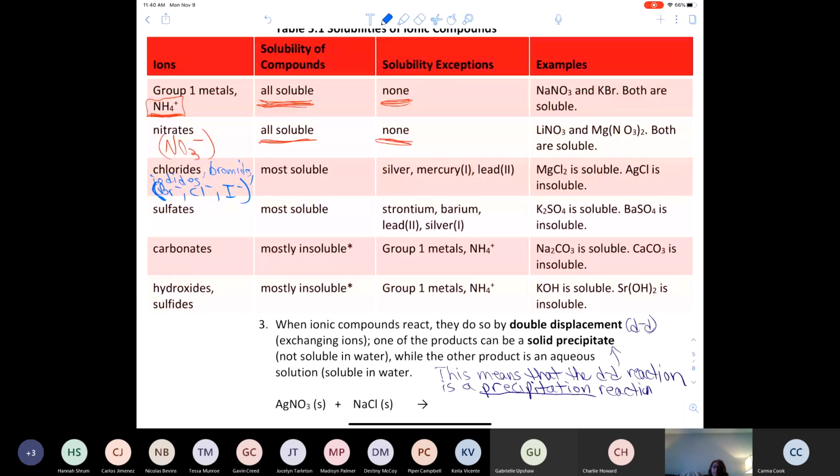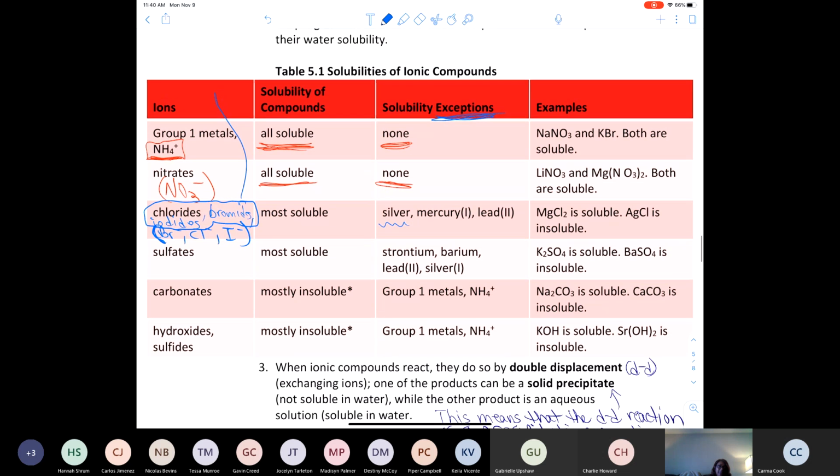There are 3 main exceptions. If that iodide, bromide, or chloride, and just to note, these are called halides, if those halides are paired with a silver metal, a mercury metal, or lead metal, then the salt will not be soluble in water. So in other words, magnesium chloride is soluble. But silver chloride is insoluble in water because silver is one of those exceptions.